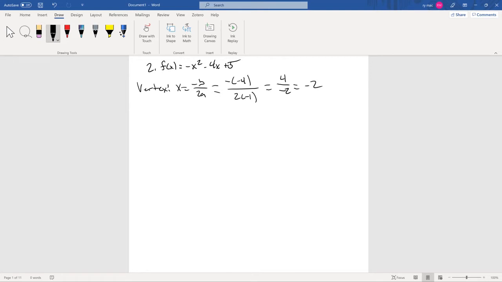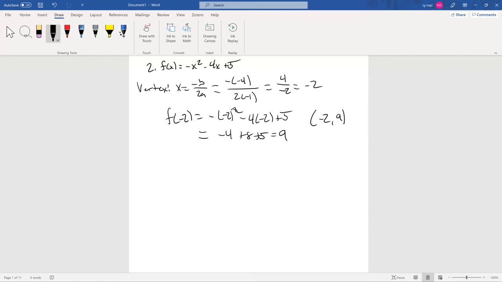And then to find your y value, we'll just plug it into our f of x. So we could say f of -2 is equal to -2 squared minus 4 times -2 plus 5. Solving it down, we get -4 plus 8 plus 5, which equals 9. So that tells us that our vertex is -2, 9.